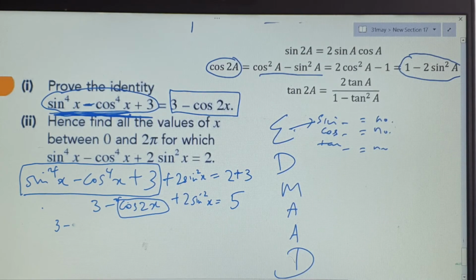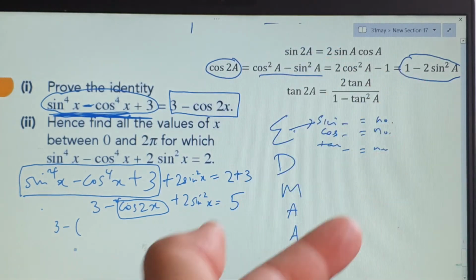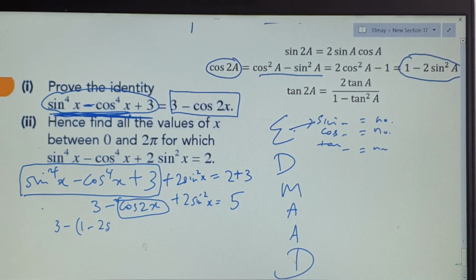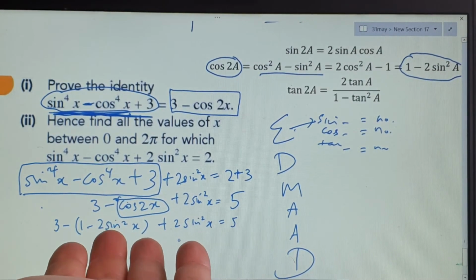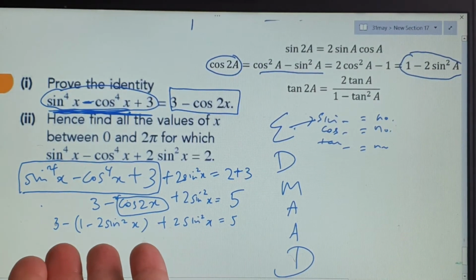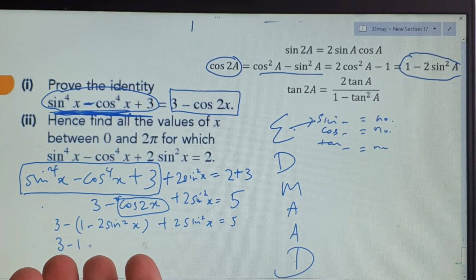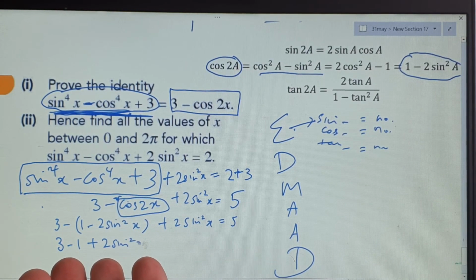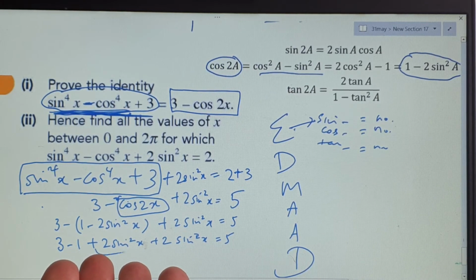So this will be 3 minus, this cos 2x is actually 1 minus 2 sine square x, right? Then plus 2 sine square x equals to 5. Am I correct? Now everything is in terms of sine square x. Can you see that? I'm going to open up the brackets. Then I'm going to group all the sine square x together.